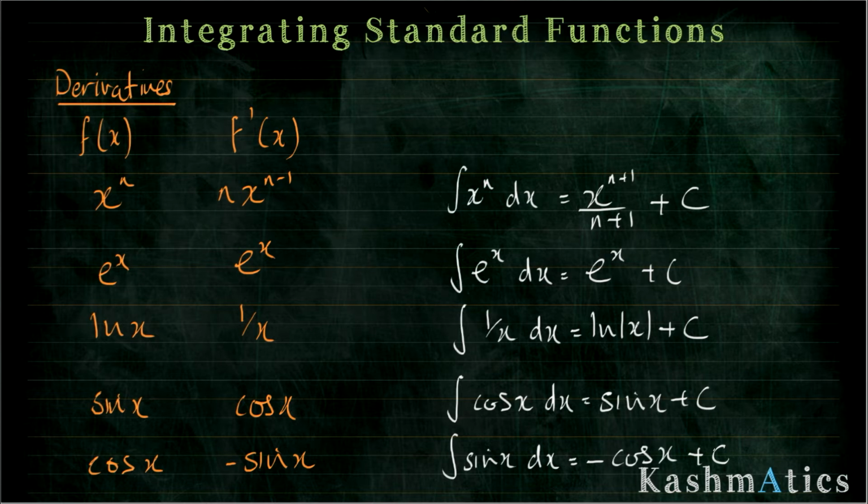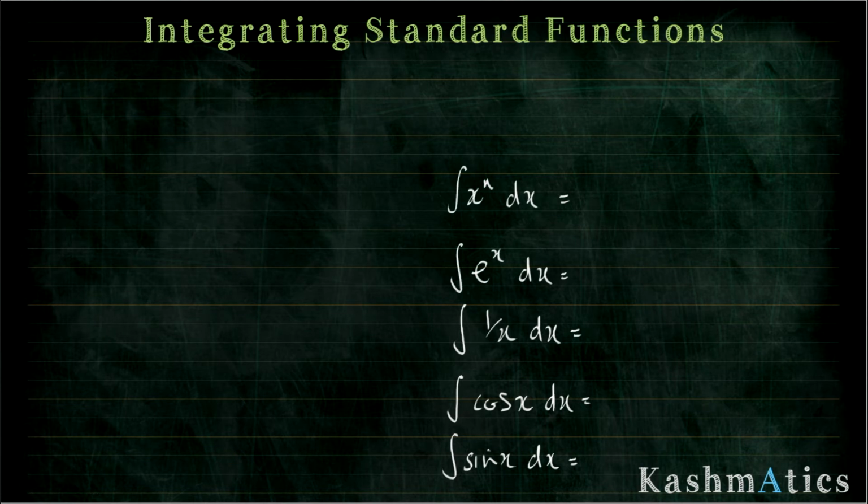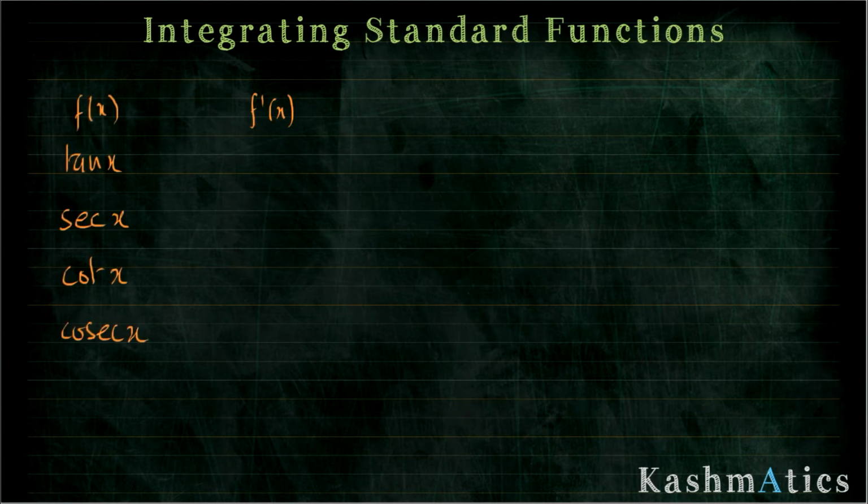Right, so those are the first 5 functions. Let's look at a few more. Right, these ones here. So again, when you were doing differentiation using the quotient rule, you might have been asked to try and differentiate this function here. So you would have rewritten it as sine x over cos x and then differentiated it using the quotient rule. But when you do differentiate it, you end up with sec squared x.